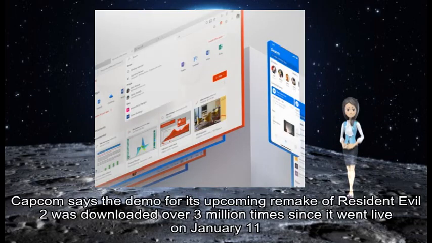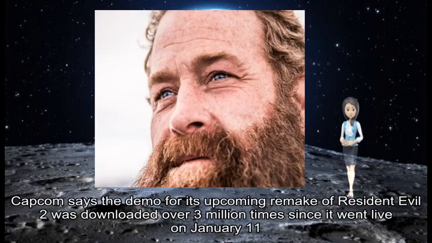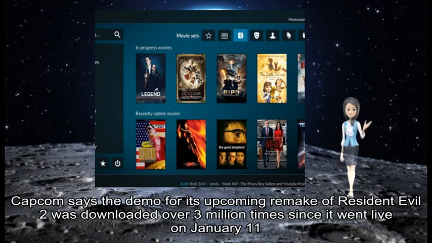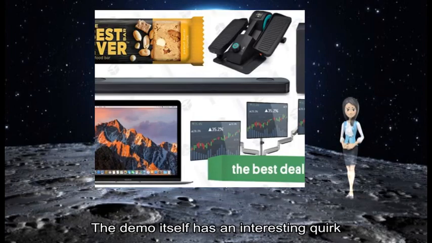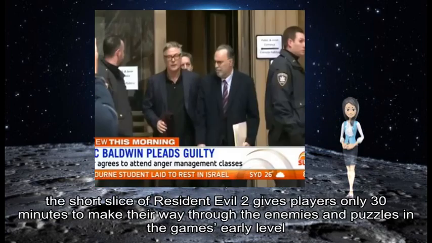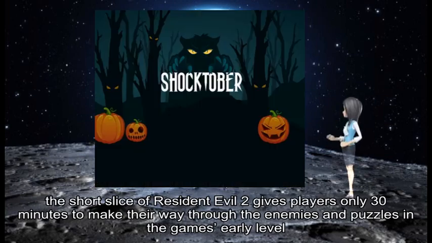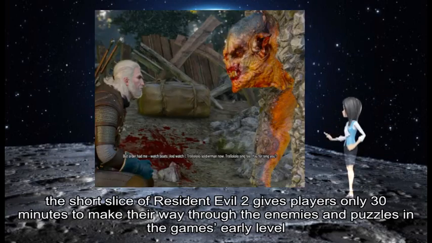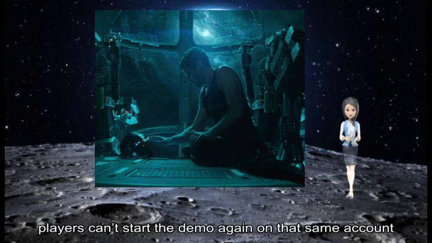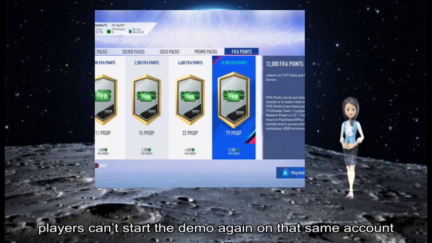Capcom says the demo for its upcoming remake of Resident Evil 2 was downloaded over 3 million times since it went live on January 11th. The demo itself has an interesting quirk, dubbed the one-shot demo. The short slice of Resident Evil 2 gives players only 30 minutes to make their way through the enemies and puzzles in the game's early level. Once that 30-minute run is over, players cannot start the demo again on that same account.